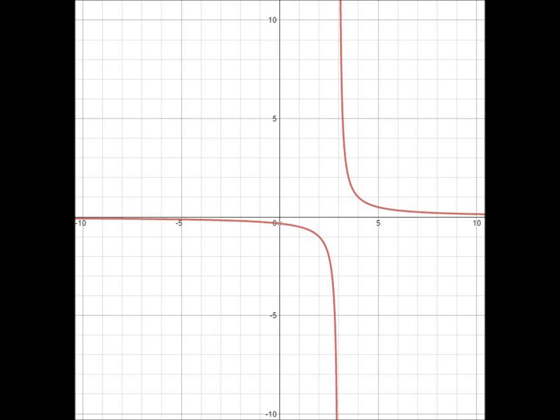To find the crossing point, you would do the long division, and you would see that the remainder is negative 3. This means that there is no crossing point, because negative 3 will never equal 0 under any circumstances.